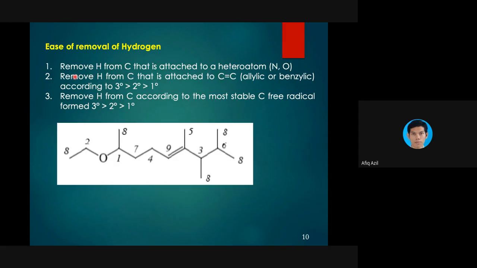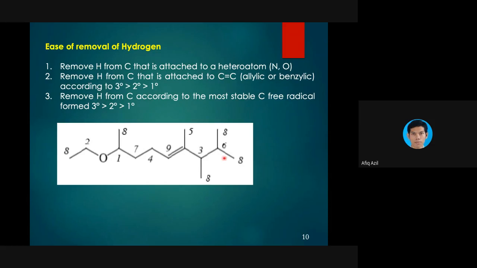And the second one, you have to remove hydrogen from carbon that is attached to the C double bond C, either allylic or benzylic, and you have to follow tertiary, secondary, and primary if there is more than one type of C double bond C. And the last one will be the removal of hydrogen from carbon according to the most stable carbon free radical form, which is tertiary, secondary, and primary.